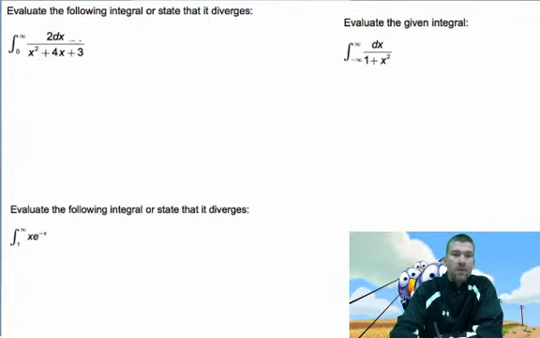We're going to evaluate the next integral on our list, and it goes from 0 to infinity of 2dx over x squared plus 4x plus 3. I smell a partial fraction decomposition, but let's look at what's going to happen here.